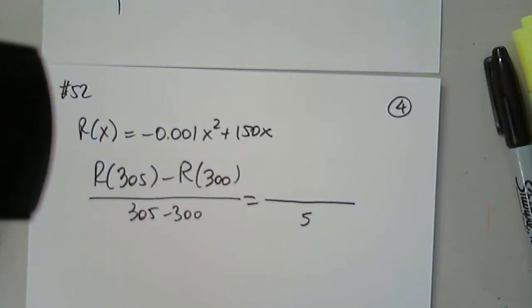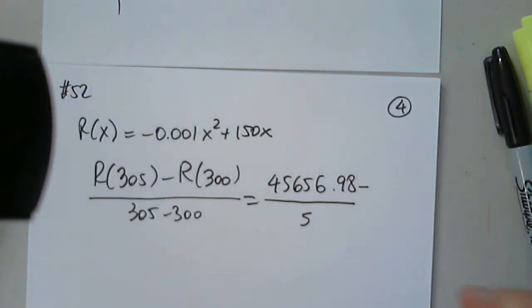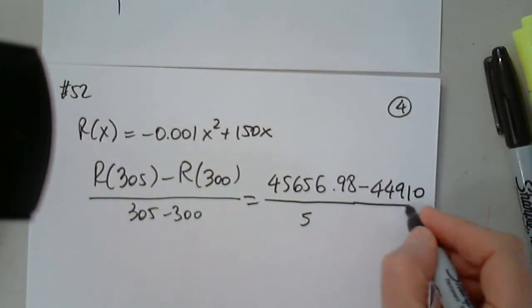And of course, I'm not going to do this by hand. I already plugged in the function, and with second and table, I will plug in 305, and then I will plug in 300. Always highlight to make sure. Okay, so I have to copy 45656.98 because we're talking about dollars, 2 decimal digits, and minus 44910.